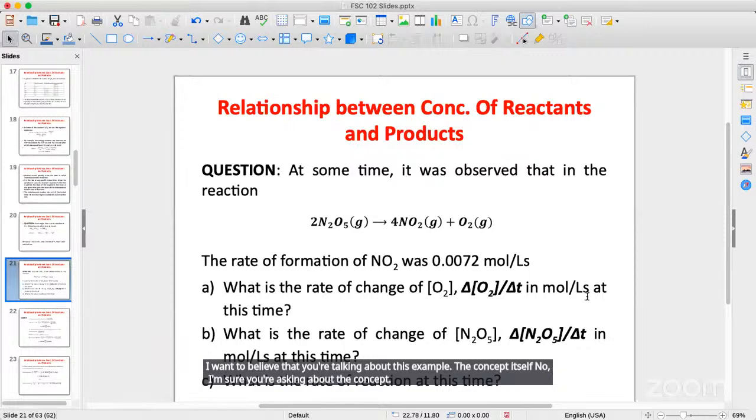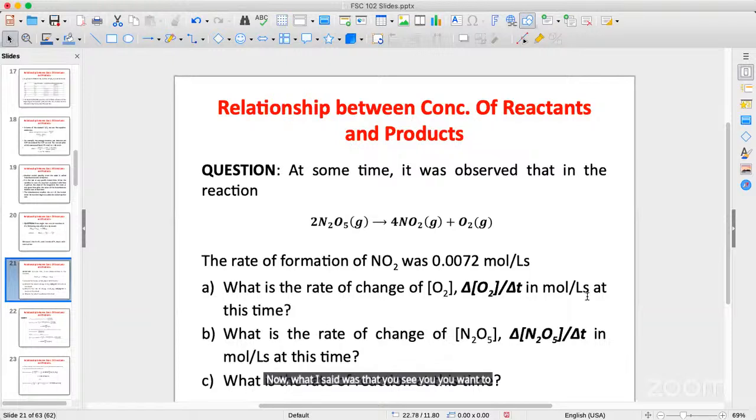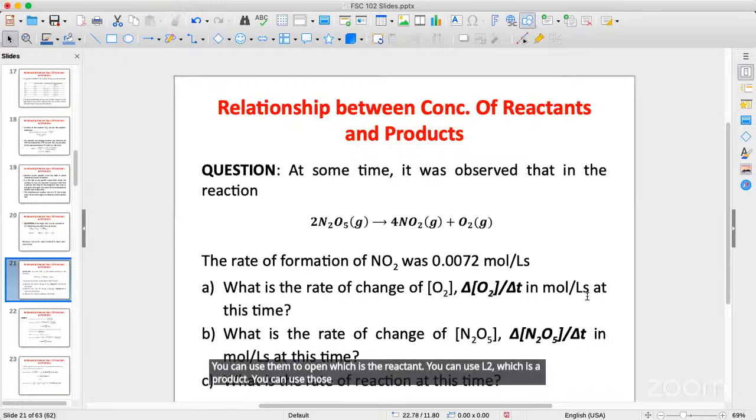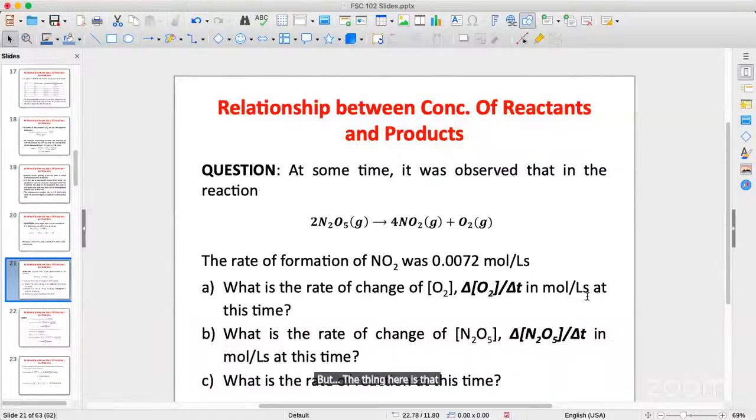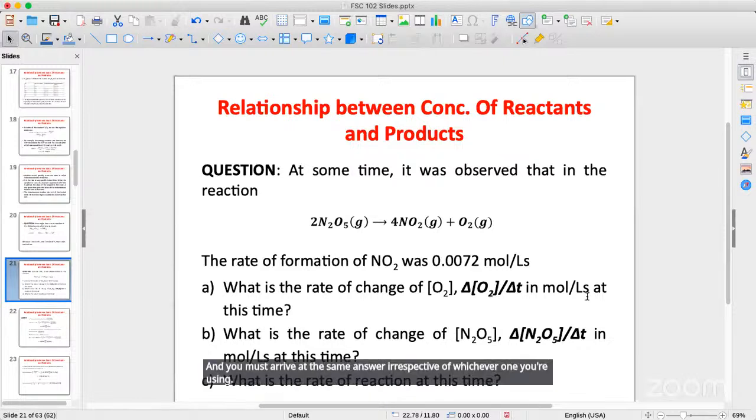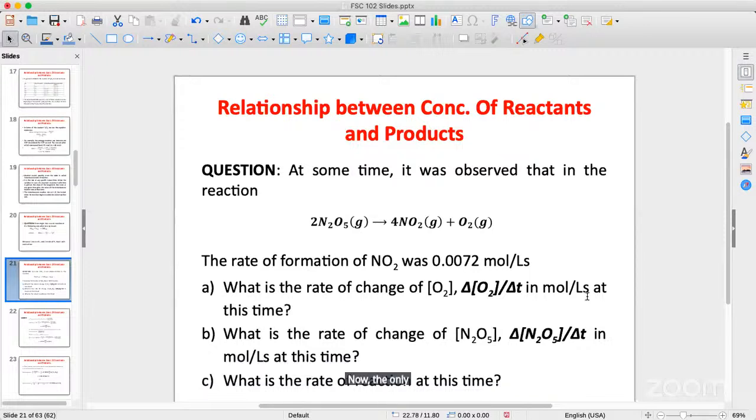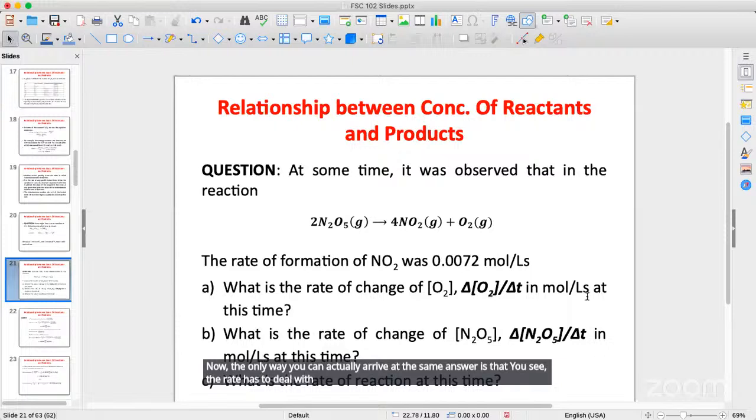Now, what I said was that you want to determine the rate of reaction, and you can use any of these individual species. You can use N2O5, which is a reactant. You can use NO2, which is a product. You can use O2, which is also a product. But the thing here is that the number of moles are not the same, and you must arrive at the same answer, irrespective of whichever one you're using. The only way you can arrive at the same answer is that the rate has to deal with a mole of any of these.